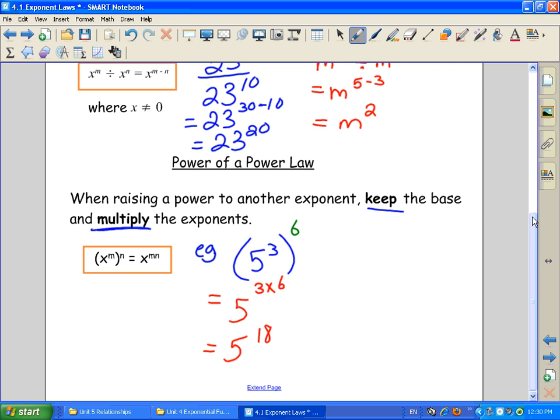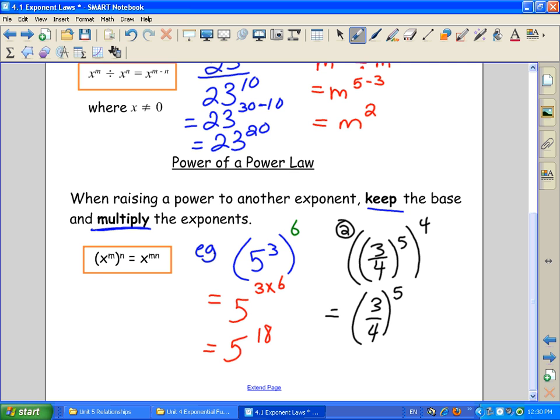Okay, second example I'll do over here. If I have 3/4, all raised to the power of 5, and then I've got that all raised to the power of 4, again my base is 3/4, and I'm going to raise it to the 5 times 4, which equals 3/4 raised to the power of 20. Just remember, folks, that 20 applies to both the numerator and the denominator, because the base is included with the numerator and the denominator. That's what makes the base up.